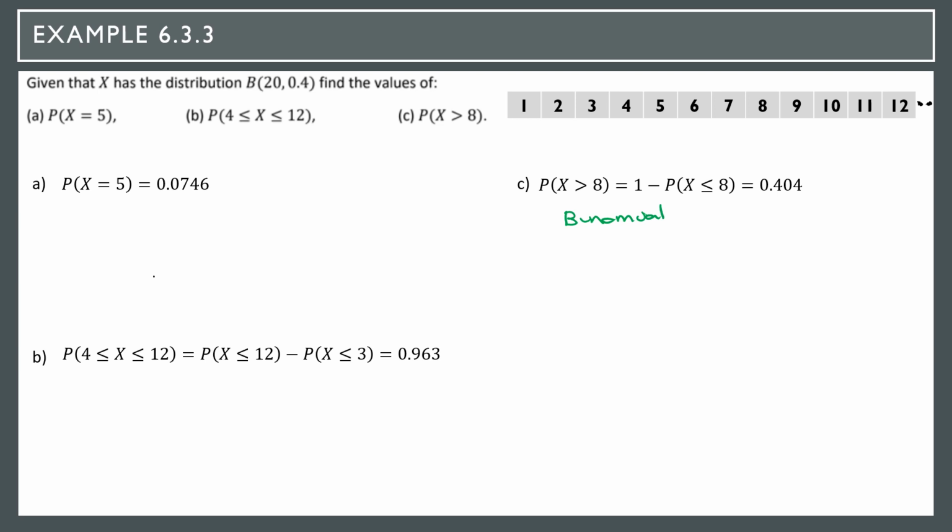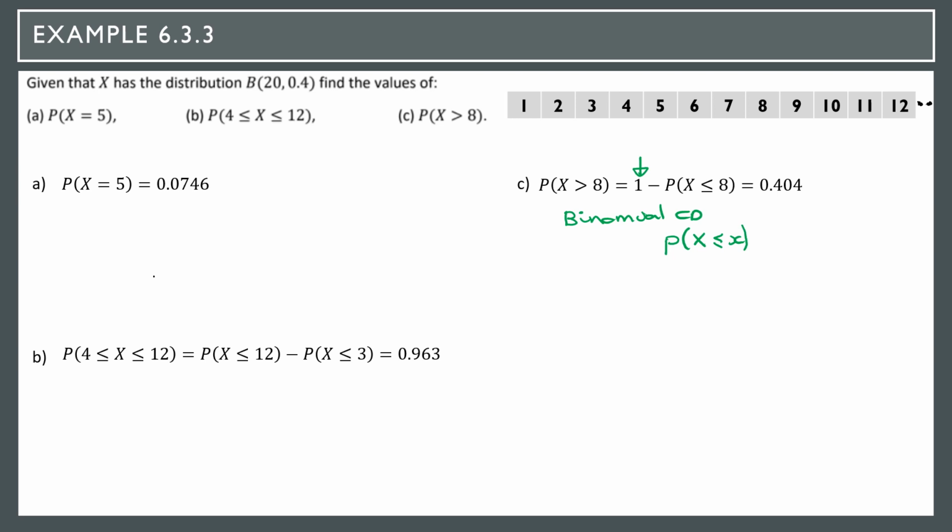So finally, part C asks us to find the probability that x is greater than 8. So again, we need to look to use the binomial CD function on our calculators. Because we know that the CD function gives us the probability that x is less than or equal to a given value of x, we just need to consider how we can find the probability that x is greater than 8. So here we can use that the sum of the probabilities all add up to 1.